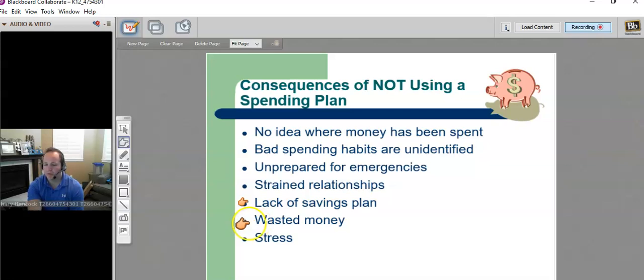A lot of people these days cannot retire because they have not spent or saved their money. Wasted money on frivolous things. So I had a friend that every time we'd stop at a gas station, he'd go in and buy chips and a drink and all this other stuff. Well, it's expensive to buy it there. If you buy it at the grocery store, he could have saved like $10 each time. So it's something like that. And then just kind of stress altogether.